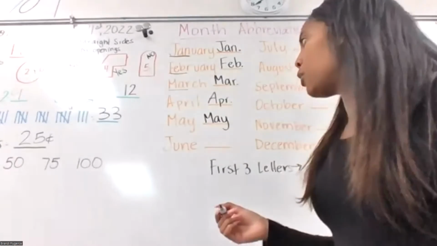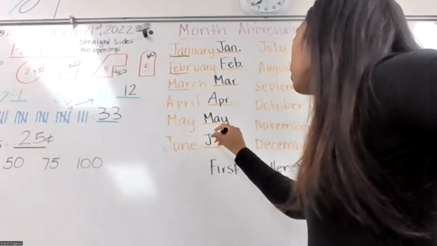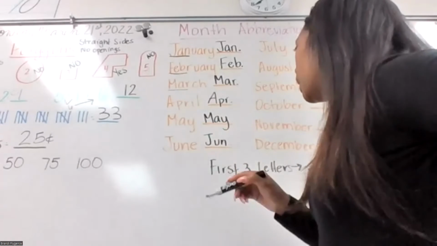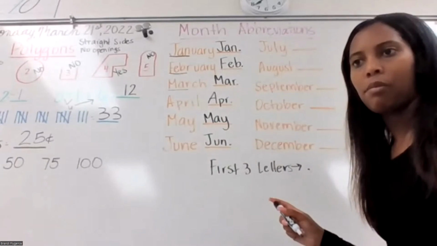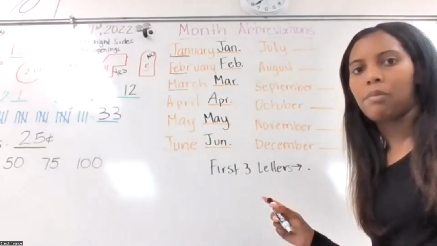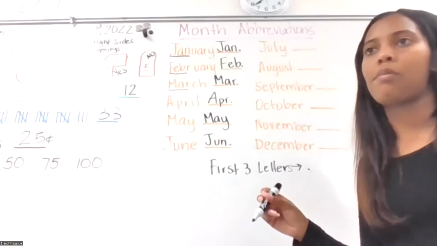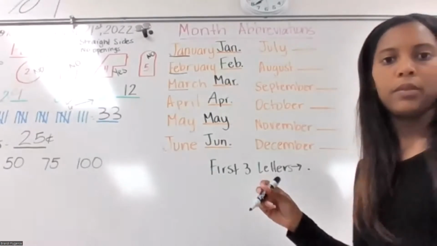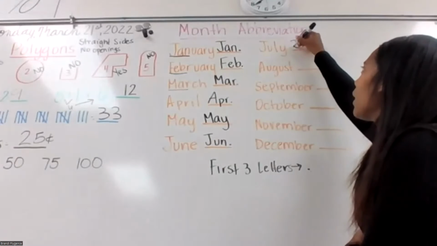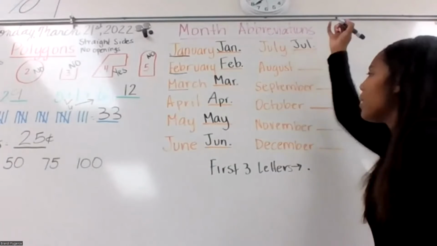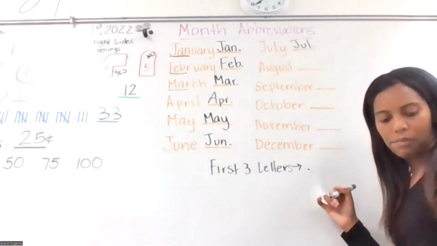Okay. Next we have June. What will be the abbreviation for June? Capital J-U-N, dot. J-U-N. First 3 letters. Oh, I know how to write that. July. First 3 letters. Capital J-U-L dot. That's so cool.